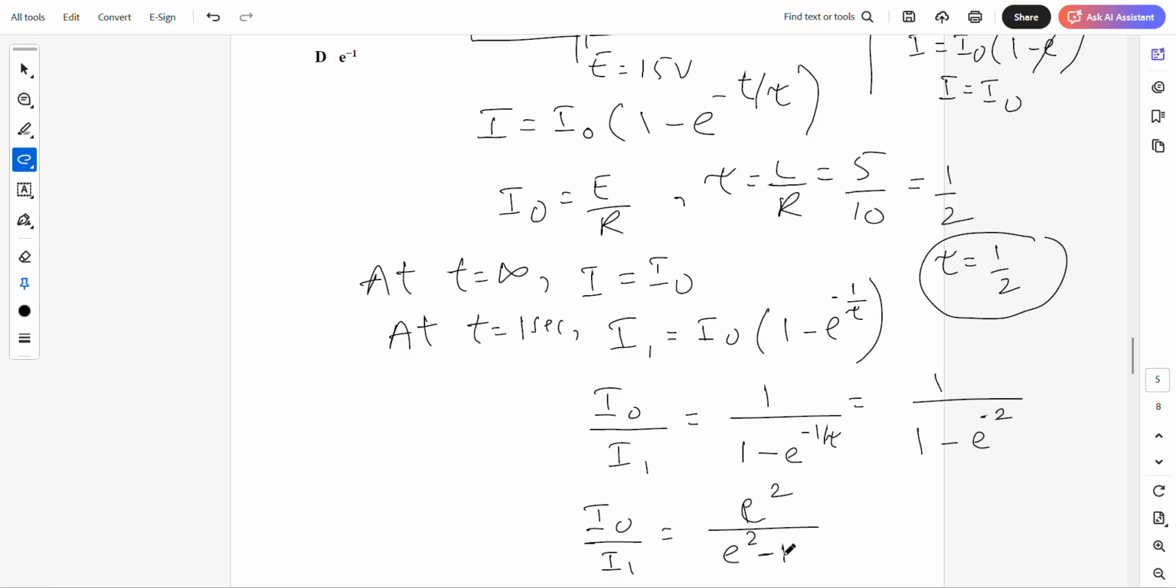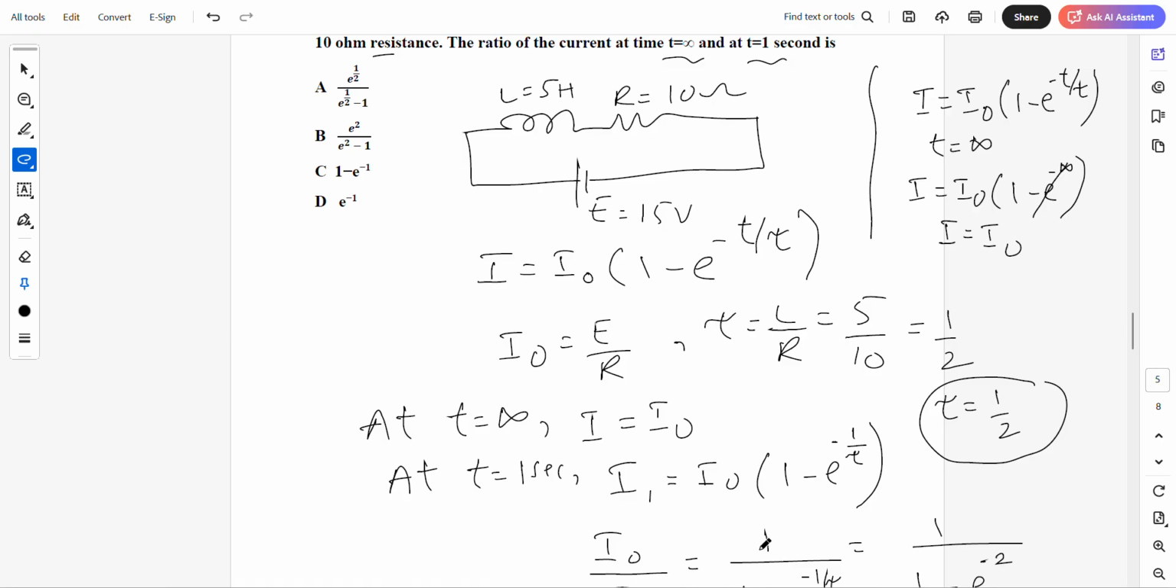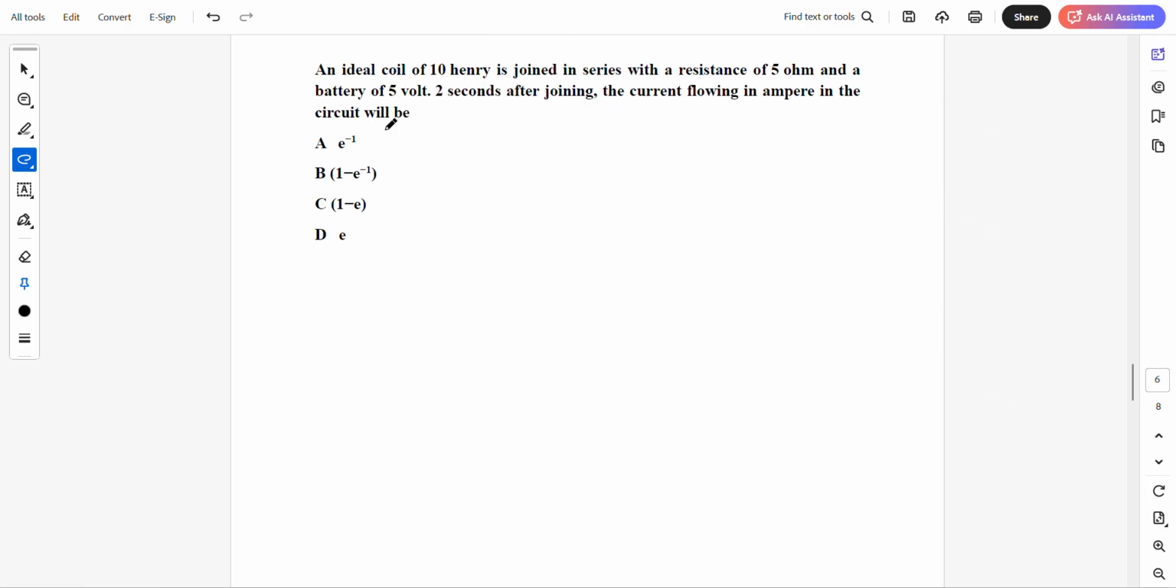And here also I can write this as e square. e square divided by e square minus 1 is the right answer, because I can write this as 1 divided by 1 minus e to the power of minus 2. Take the LCM, you will get this one. Hope you understood this one. Very easy problem. We'll go to the next problem.